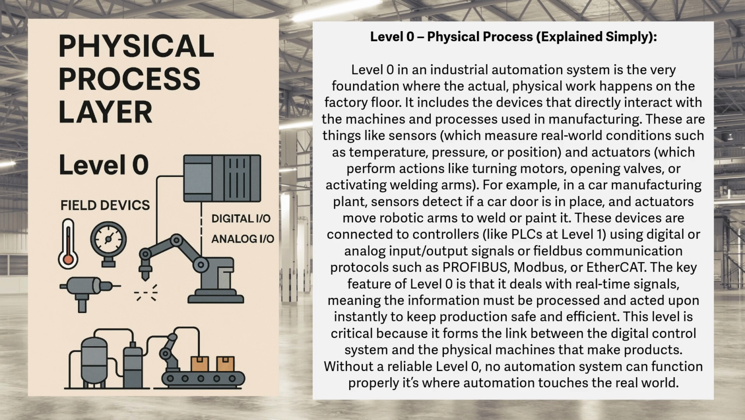The key feature of Level 0 is that it deals with real-time signals, meaning the information must be processed and acted upon instantly to keep production safe and efficient. This level is critical because it forms the link between the digital control system and the physical machines that make products. Without a reliable Level 0, no automation system can function properly. It's where automation touches the real world.